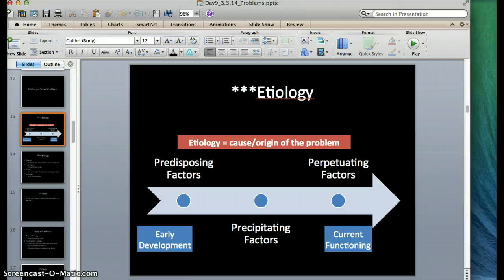So these are things that contribute to your current functioning. So that negative feedback loop is what we call that, that negative feedback loop of anxiety is what's perpetuating the lack of orgasm. So that's predisposing factors, precipitating factors, and perpetuating factors.